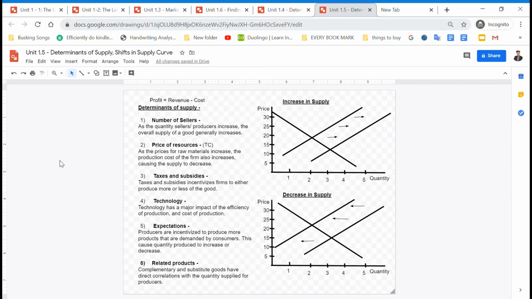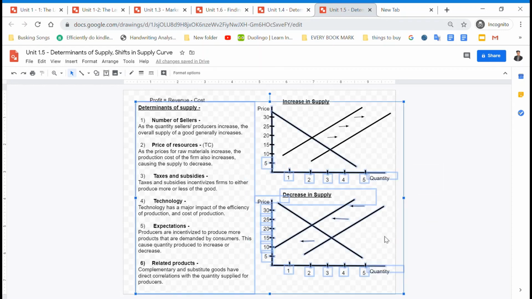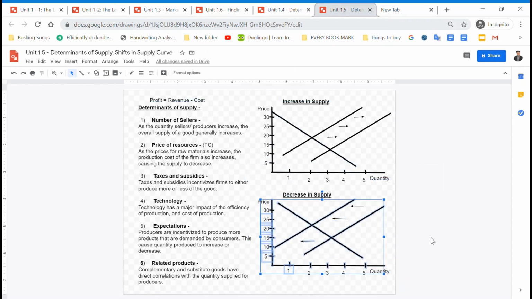So as the cost of a good increases, the profit usually decreases, therefore leading firms to be incentivized to produce less, to minimize losses and to allocate resources to more productive sectors of the economy. Therefore, there is a decrease in supply, as this graph right here illustrates, where the supply curve shifts leftwards. So the price of resources is another major determinant of supply.